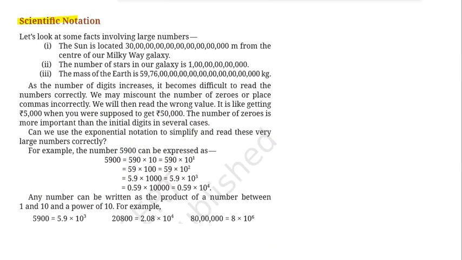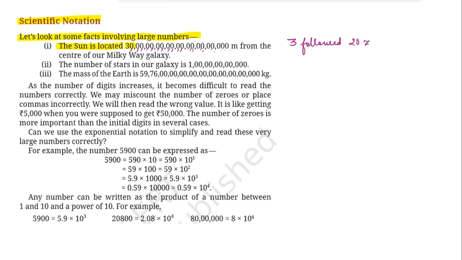Now coming to the scientific notation, let's look at some facts involving large numbers. The sun is located, so this number is written as 3 and it has been followed by so many zeros. Let us count the number of zeros. 1, 2, 3, 4, 5, 6, 7, 8, 9, 10, 11, 12, 13, 14, 15, 16, 17, 18, 19, 20. So I'm just writing for reference 3 followed by 20 zeros.